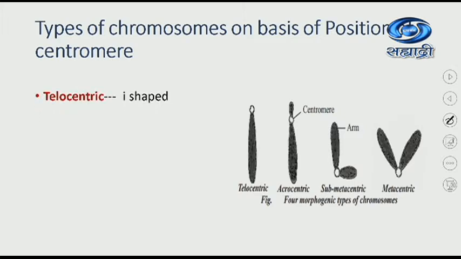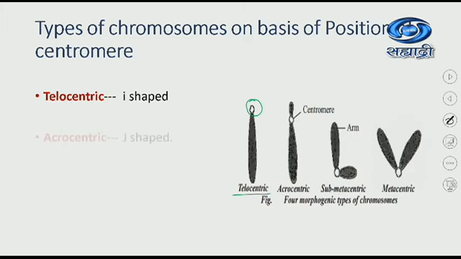First is telocentric. Look at this picture. Telocentric. The centromere is at the tip. It is at the tip, and so only one arm is seen. It is an I-shaped chromosome. Listen students carefully. I-shaped chromosome is telocentric. Centromere is at the tip, at the end.